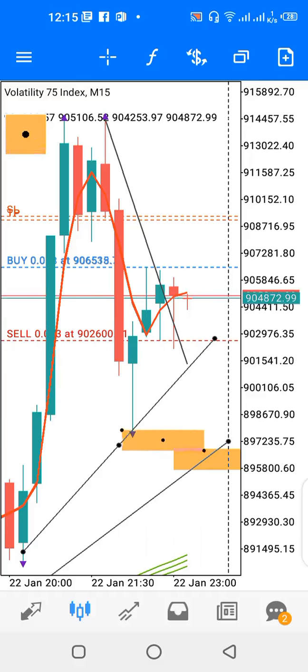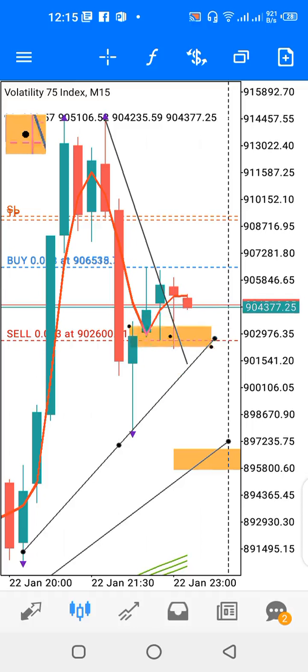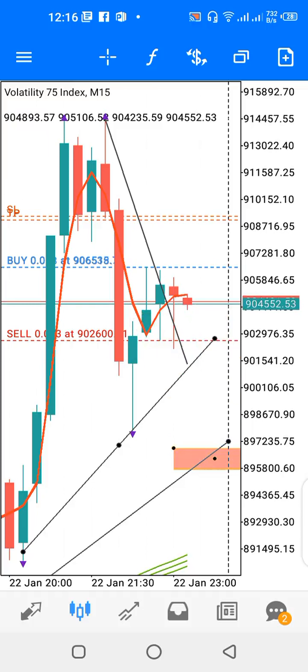I want price to leverage on the wicks, this bullish candle wick, to go up further. I also want it to leverage on these 2 weak candle wicks for it to go up further. But price will go wherever it wants to go. So I'll do more of waiting.